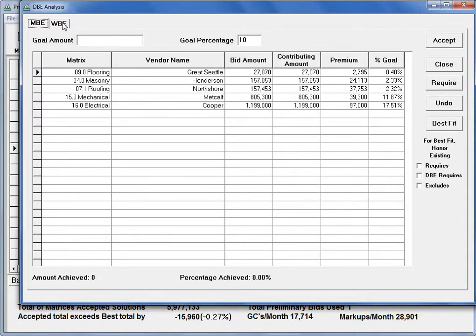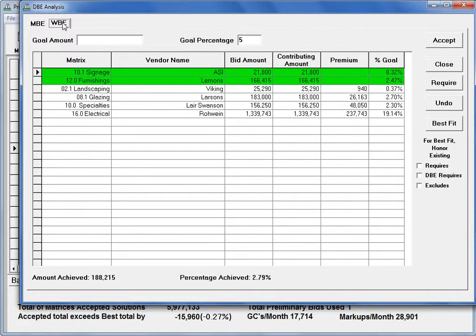Now, the WBE tab, when I select it, shows me a list of the women-owned business enterprises, and I quickly identify that 2 of them, ASI and Lemons, are already being used as low-path solutions in the matrix, and they are contributing to the goal of reaching the 5%. So far, if I look at the bottom of the screen, I've achieved 2.79% of the bid using women-owned business enterprises.